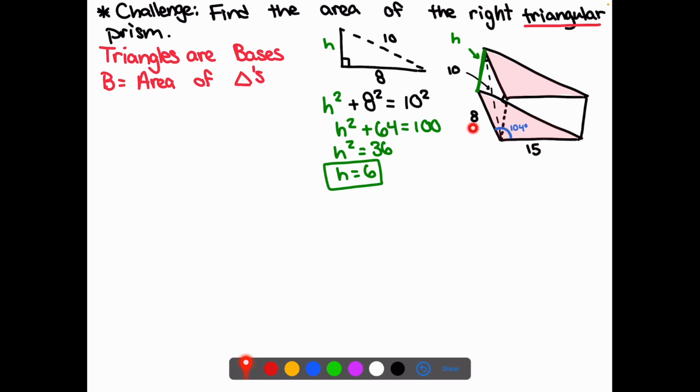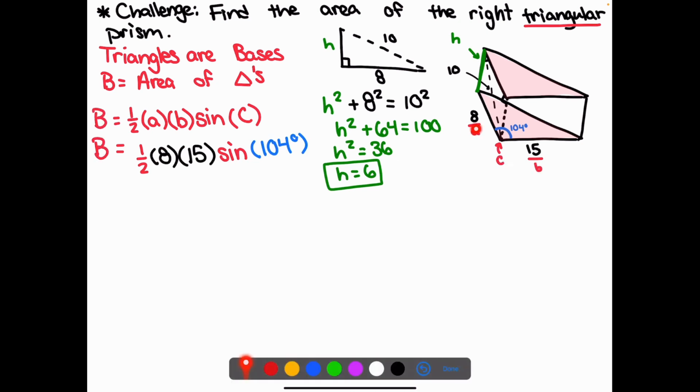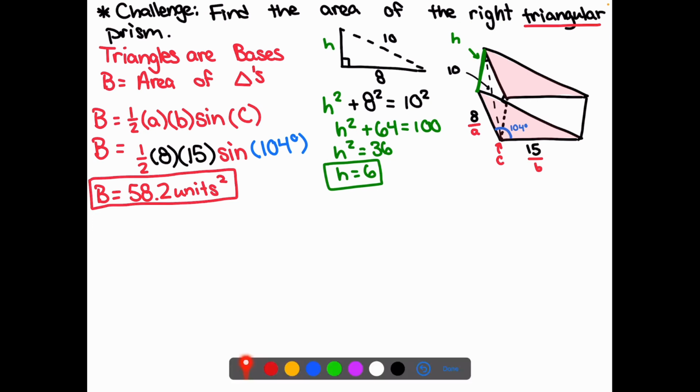Again, this equation can only be used when you have side, angle, side. So 1/2 A, which is 8, times B, which is 15, times sine of angle C, which is 104. If you enter this into your calculator, you'll get B is equal to 58.2 units squared. So we now have big B.